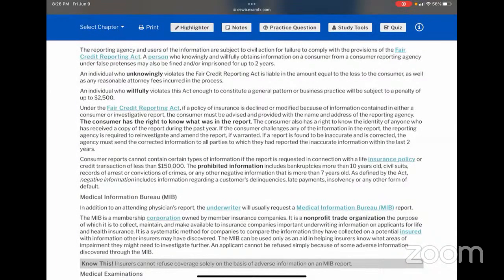All right, if warranted. If a report is found to be inaccurate and is corrected, the agency must send the corrected information to all parties to which they had reported the inaccurate information within the last 2 years. Consumer reports cannot contain certain types of information if the report is requested in connection with the life insurance policy or credit transaction of less than $150,000.